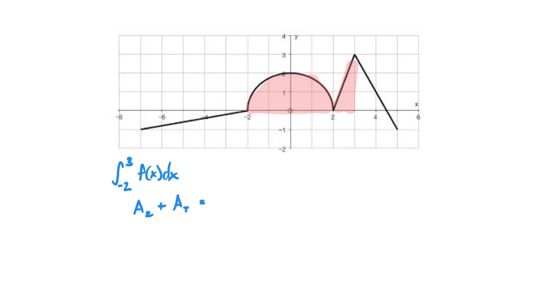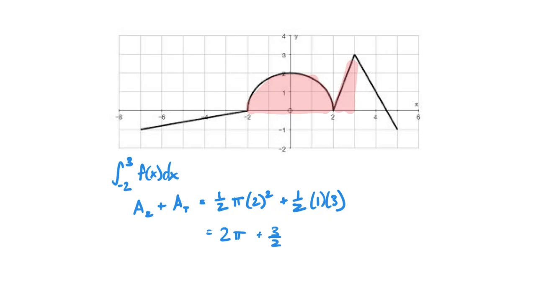So how am I going to do that? That's 1/2 pi times the radius, which is 2, squared for the semicircle, plus a triangle, 1/2, the base is 1 unit, the height is 3 units. I'll do the math: 2 squared is 4, divided by 2, I get 2 pi, plus 3 over 2. That would be the definite integral from -2 to 3.